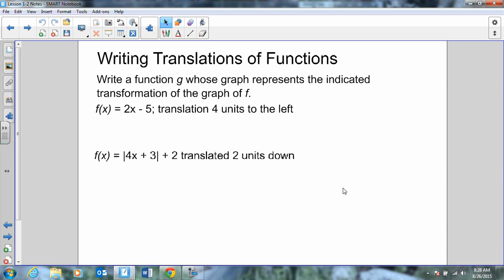So we're transforming f of x equals 2x minus 5, and we want to translate it 4 units to the left. And then write down what you think that translation is going to look like.